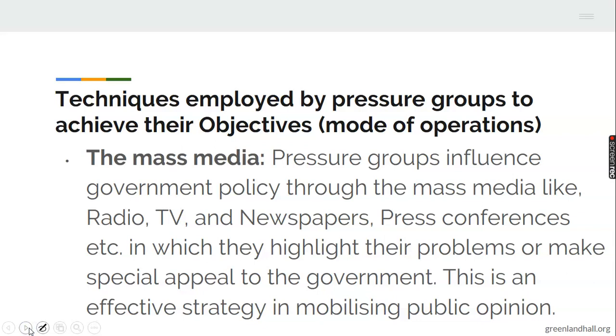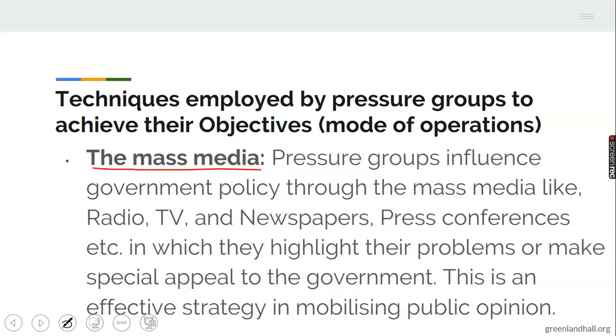What are the techniques employed by pressure groups to achieve their objectives? We call it mode of operations of the pressure groups. One, they make use of the mass media. As you all know, mass media comprises radio, television, newspapers, magazines, billboards, to mention but a few.